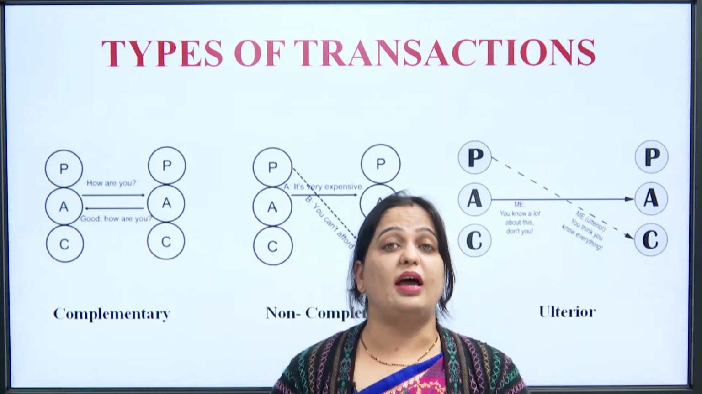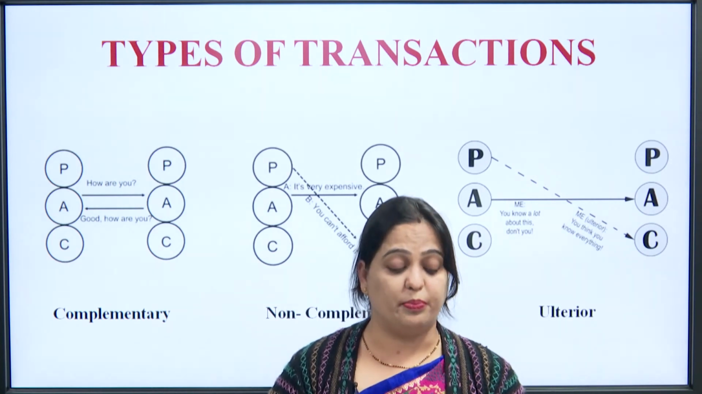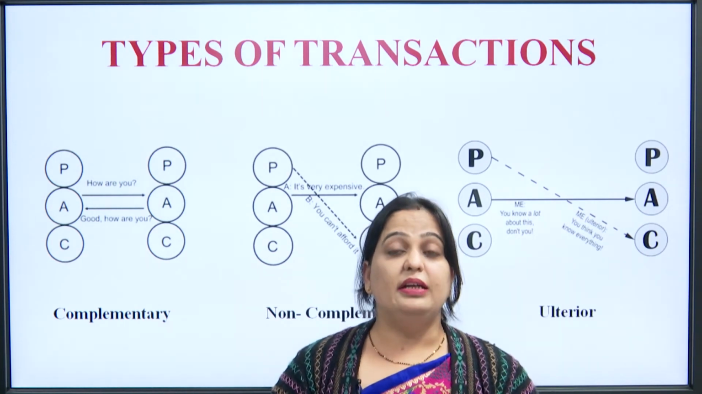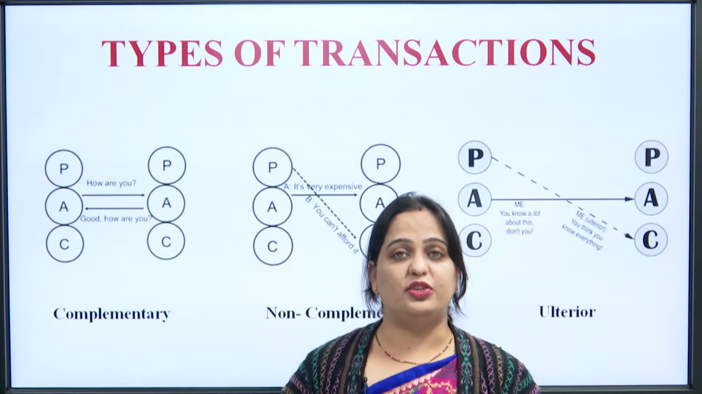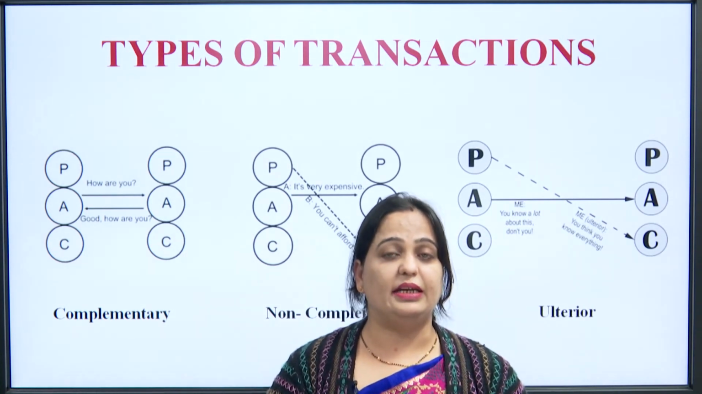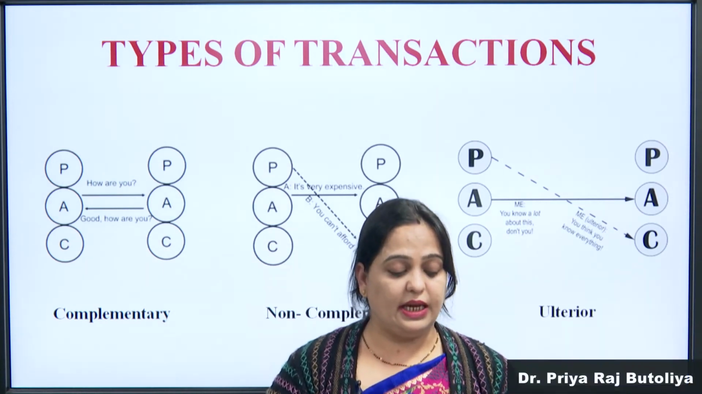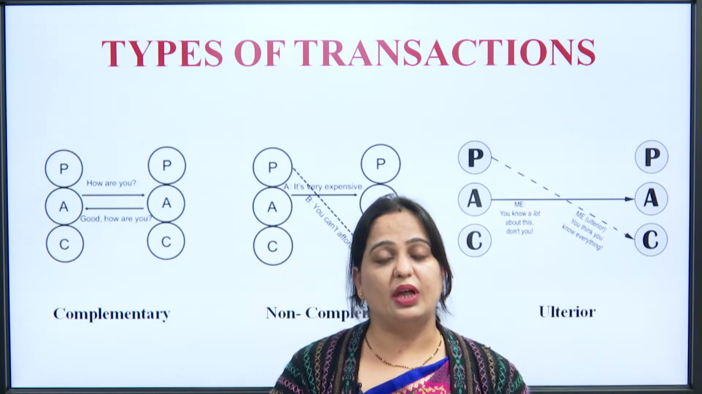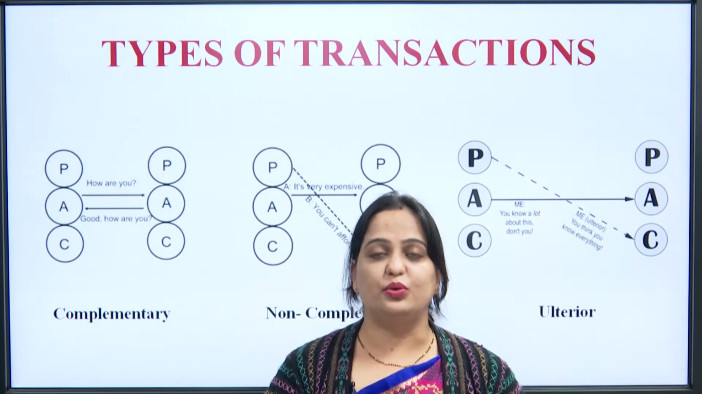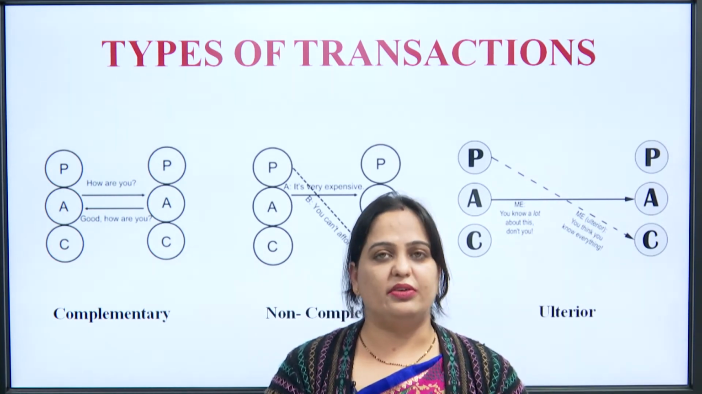Here the stimulus and response are in parallel position. You can also see 9 transactions among the complementary transaction state. There can be 9 transactions in complementary, such as adult to adult, adult to parent, adult to child. This can be 3 transactions.